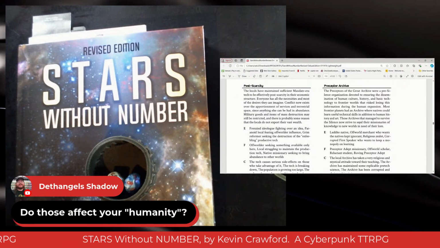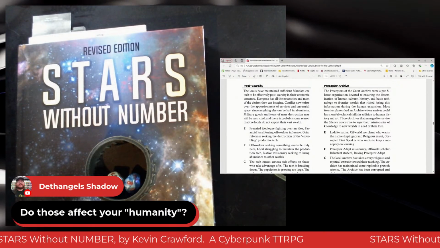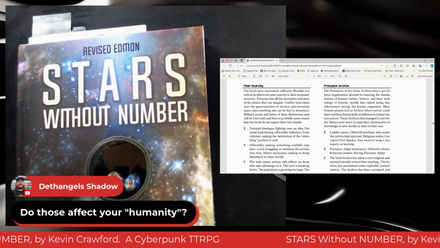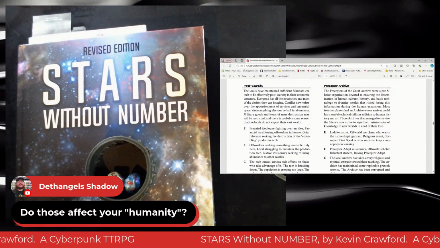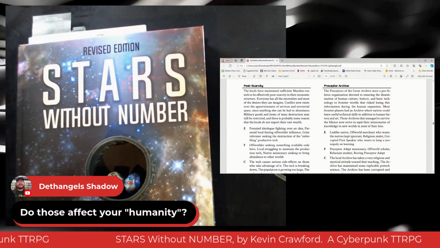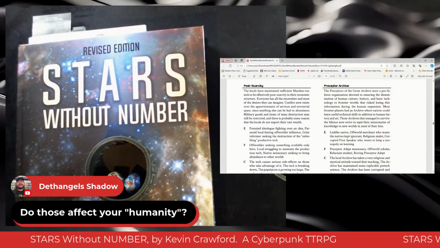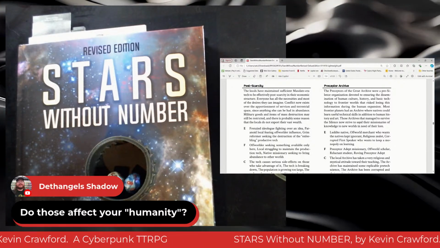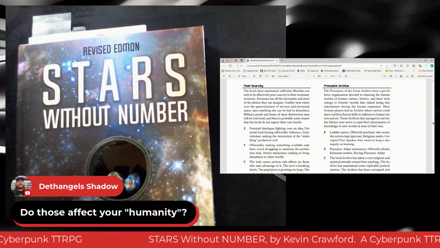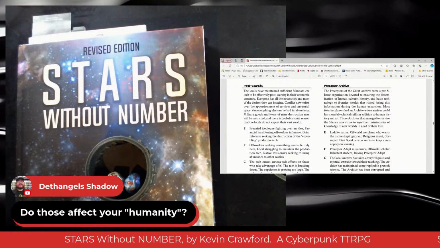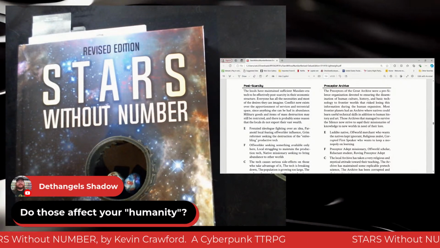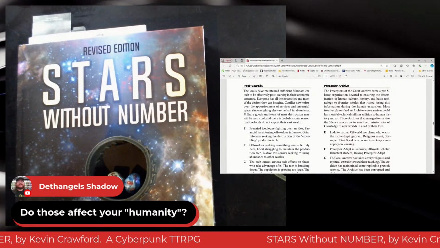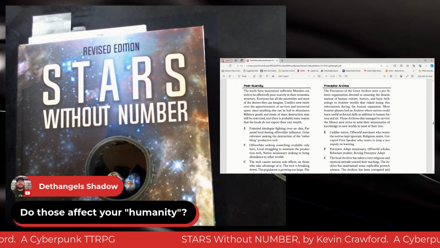For example, the locals have mandated sufficient mandate-era tech to be effectively post scarcity in their economic structure. Everyone has all the necessities and most of the desires they can imagine. Conflict now exists over the appointment of services in terrestrial space, since anything else can be had in abundance. So for enemies, we have a frenzied ideologue fighting over an idea.